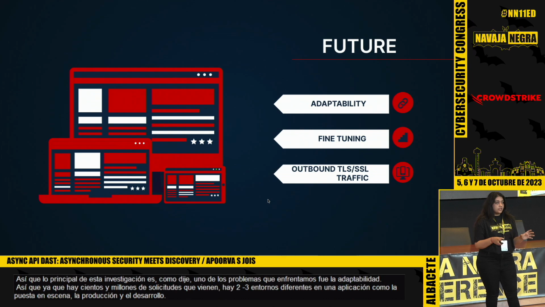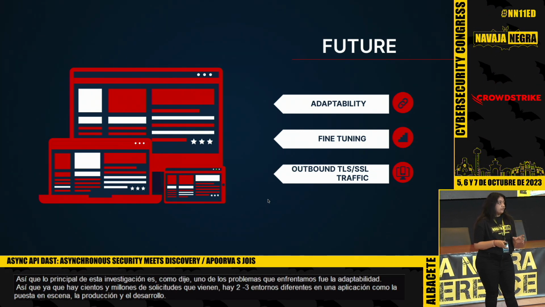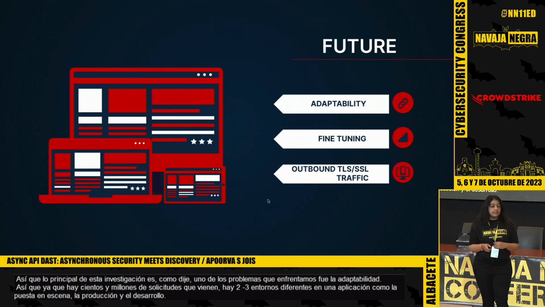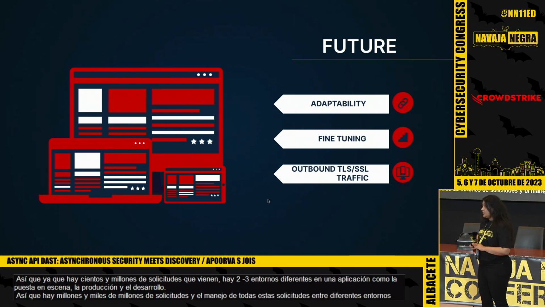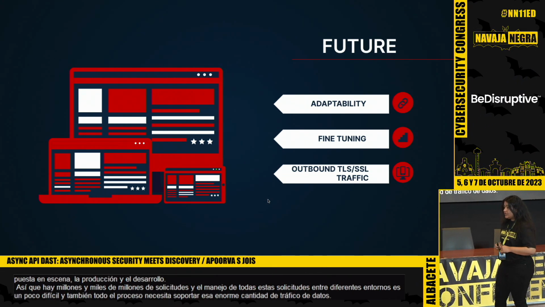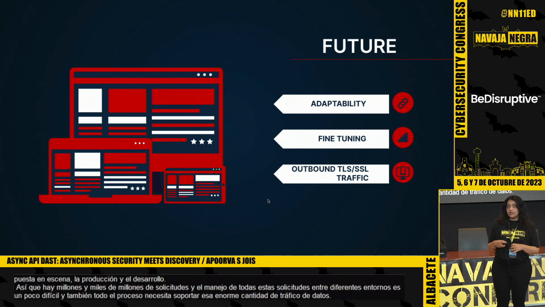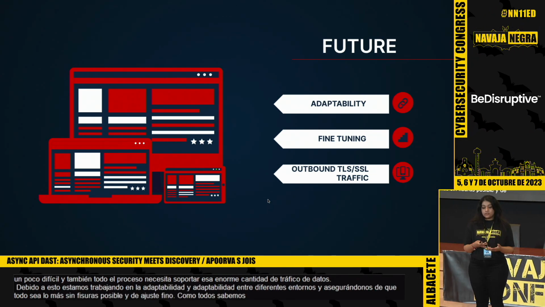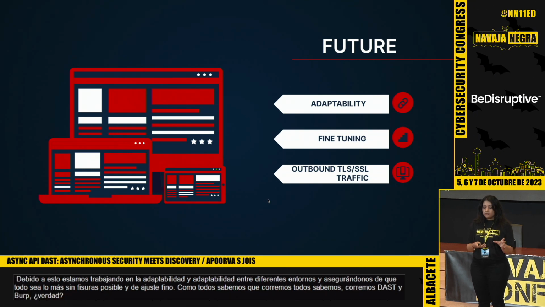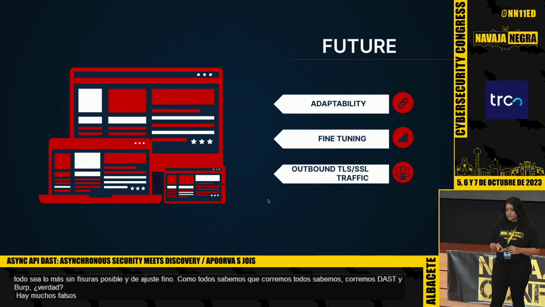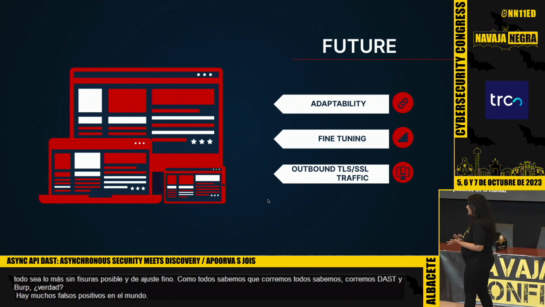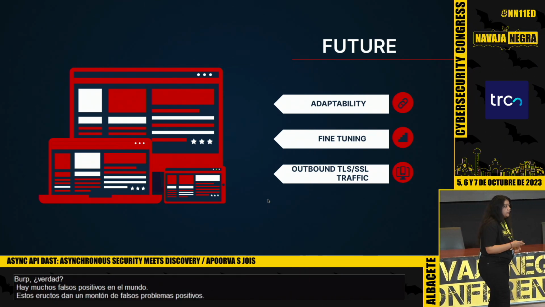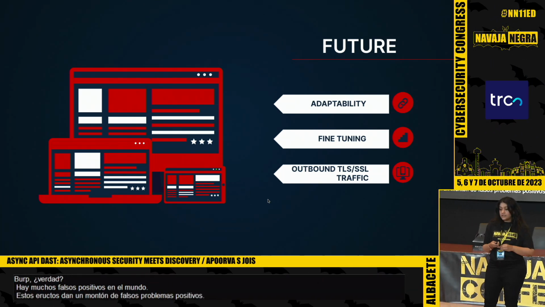Due to this, we are working on the adaptability between different environments and making sure everything is as seamless as possible, and fine-tuning. As we all know, we run DAST and everything, right? And Burp, right? There's a lot of false positives involved. Burp gives a lot of false positive issues. So we are fine-tuning the entire DAST process and the scripts, Breeze scripts, integration script, making sure they are very true positive and apt, and do not make a lot of noise. That is one of the things we are working on.